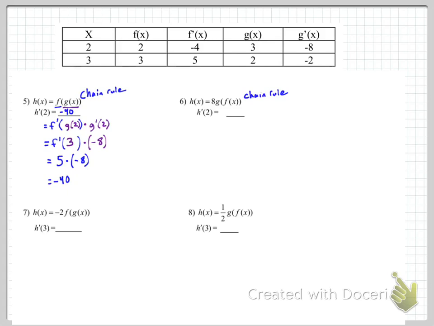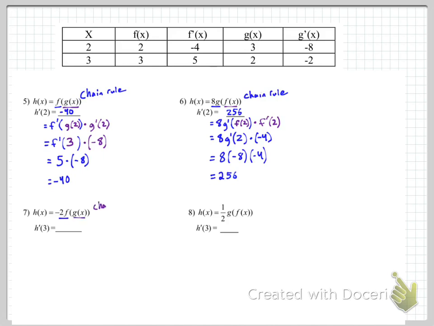For the next one, it's also chain rule. I'm going to leave the 8 out in front. That just stays out in front the whole time. So we have 8g prime and leave the inside alone, f of 2. Then you multiply by the derivative of the inside. And again, we're going to have to do this in 2 steps because we have to find what f of 2 is first. Then we can find what g prime of 2 is. And we multiply all this together, you get positive 256.